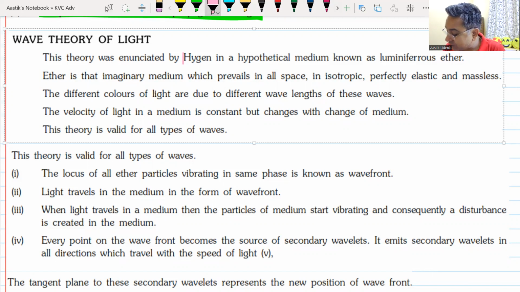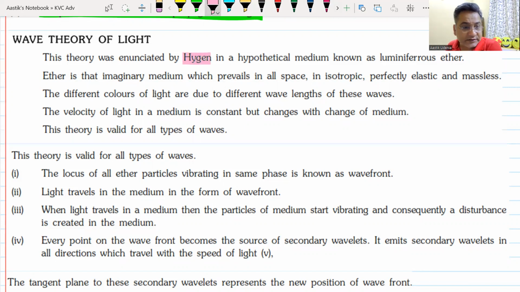This wave theory of light was given by Huygens. Therefore, it is known as the Huygens wave theory. Everyone knows this? Yes or no? Yes, sir. The spelling is wrong here. It should be Huygens. It was given by Huygens and therefore it is known as the Huygens wave theory. And he imagined that there is a medium known as ether. No one is going to ask you this. Ether is a medium which is isotropic. When I mean isotropic, it is the same in all dimensions. Anisotropic is different in different dimensions.